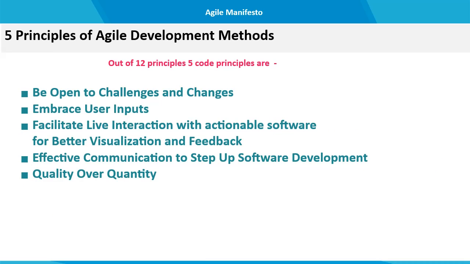There are 12 principles of Agile development methods. The 5 main ones are: number 1, be open to challenges and changes. Second, embrace user input. Third, facilitate live interaction with actionable software for better visualization and feedback. Fourth, effective communication to step up software development. Fifth, quality over quantity.